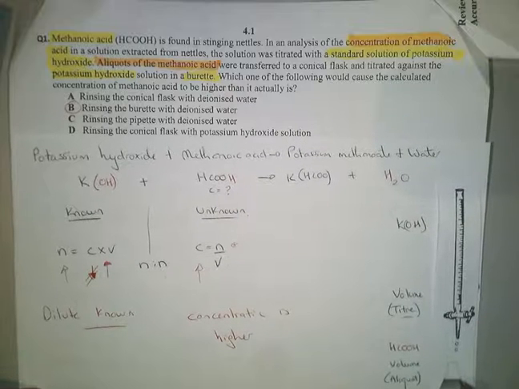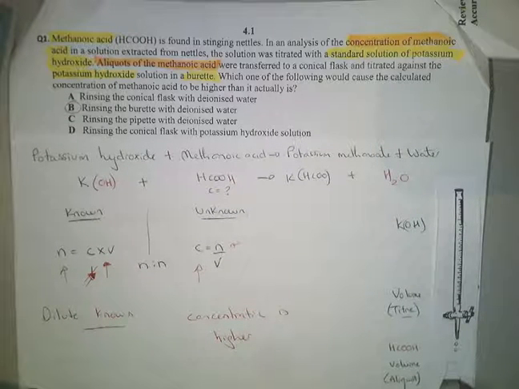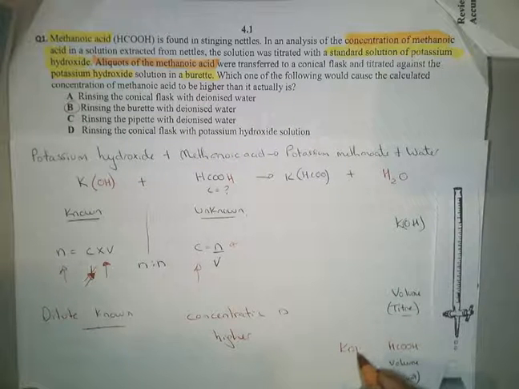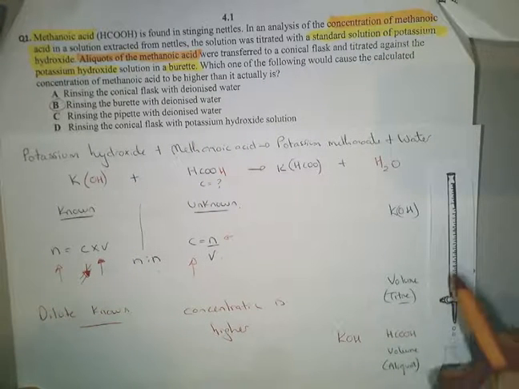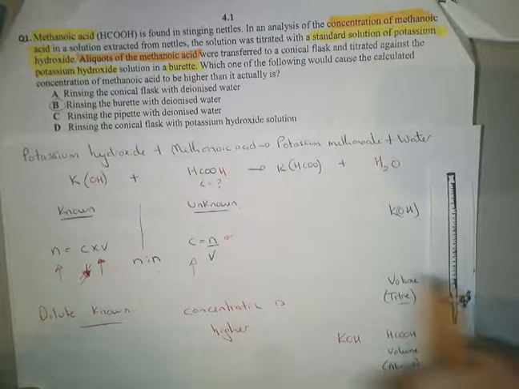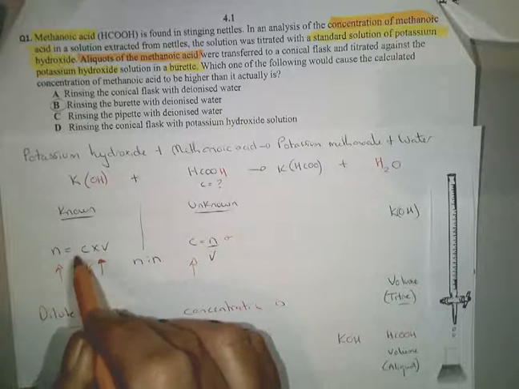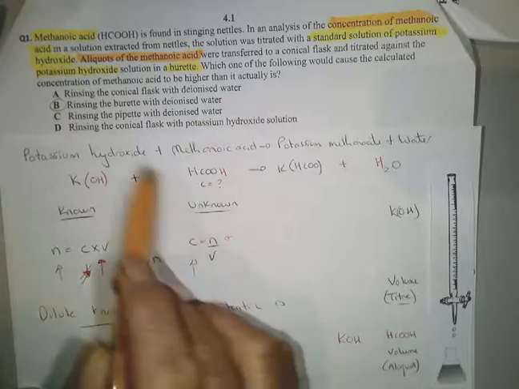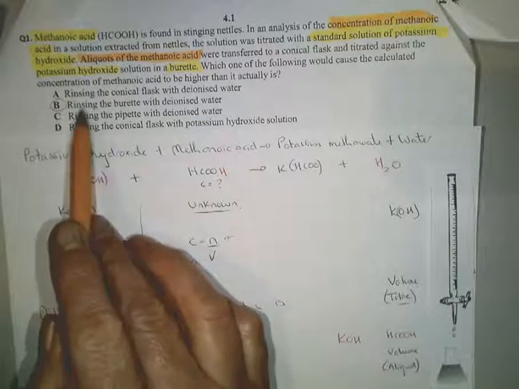concentration. If you rinse the conical flask with potassium hydroxide, so if you accidentally put potassium hydroxide in the conical flask, then these two things will react together and you will have less of this in here, so you will need less number of moles. So a lower volume will mean less moles, will mean a lower concentration. So these two things give you a lower concentration. This is the one that gives you a higher concentration.